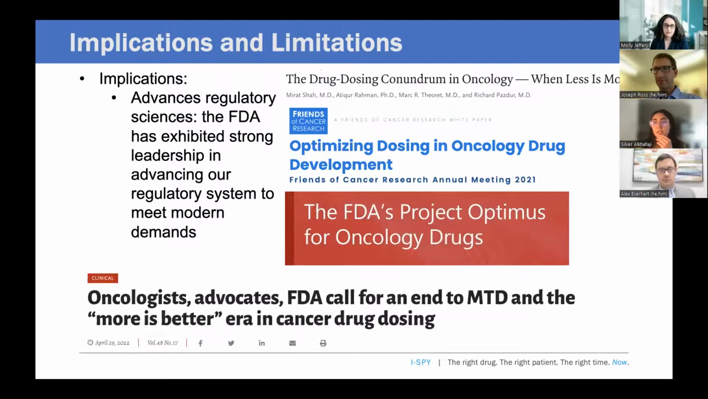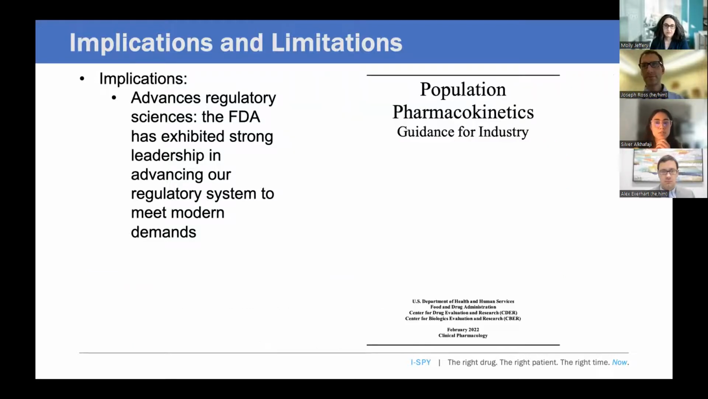And that's basically steering us towards avoiding defining a maximum tolerated dose and instead using population PK methods to inform dosing, rather than just saying more is better and introducing unnecessary toxicities for these patients. And of course, we base our work all on the guidance for population PK created by the FDA. So altogether, it's a great full picture.